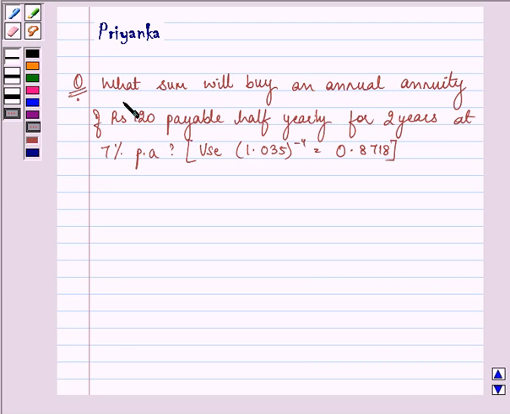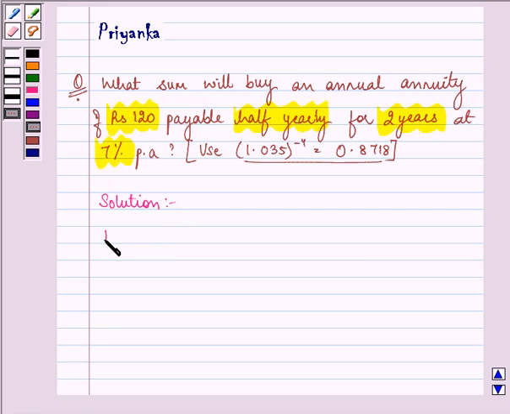The question says, what sum will buy an annual annuity of Rs. 120 payable half yearly for 2 years at 7% per annum? We need to use the value of 1.035 raised to the power minus 4 as 0.8718. Let us discuss this question simultaneously.